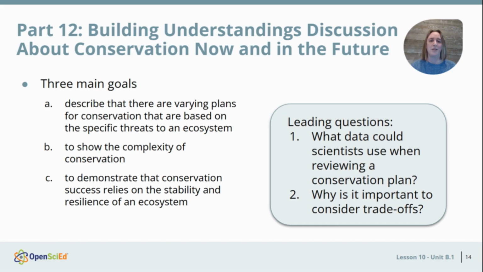1, describe that there are varying plans for conservation that are based on the specific threats of the ecosystem. 2, to show the complexity of conservation. And 3, to demonstrate that conservation success relies on the stability and resilience of that ecosystem. I even have students write this down in their progress trackers, as it is important information for them to understand and use in the unit assessment.